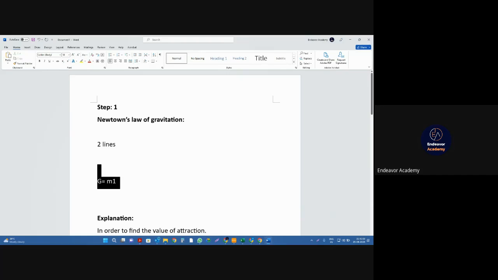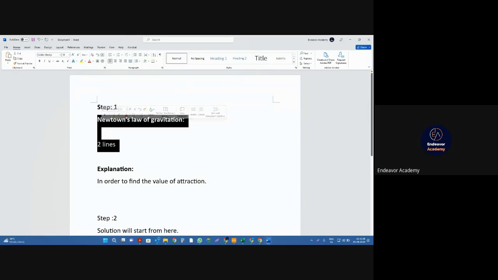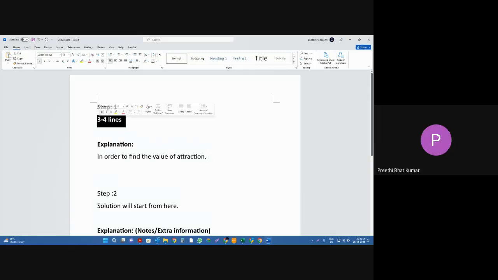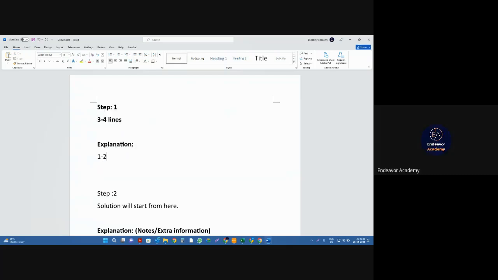And if you think we can't use a formula and can't provide anything, because questions vary, in that case step 1 should contain at least 3 to 4 lines. You can provide the definition, an introduction, or anything; it is up to you. In the explanation, one or two lines is sufficient. This is the minimum criteria. Don't provide less than these: three to four lines in step 1.